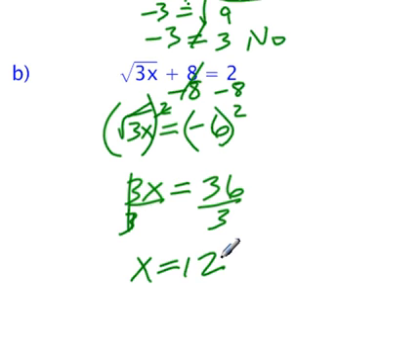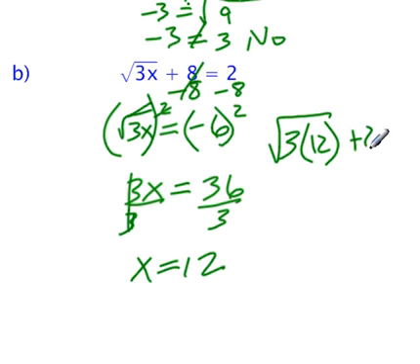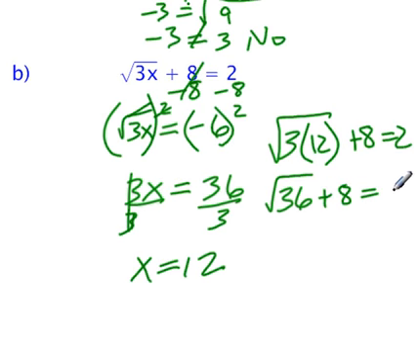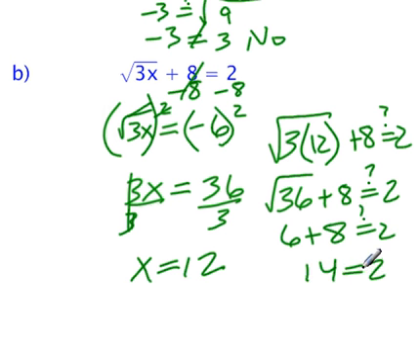Now, before I circle that, I need to check it. So I need to plug it in. Square root of 3 times 12 plus 8 equals 2. Make sure you don't put that 8 under there. Okay, so that's going to be 36, or the square root of 36, plus 8 equals 2. So don't forget we're checking this. We don't know for sure. Okay, what's the square root of 36? It's going to be 6 plus 8 equals 2. Okay, 6 plus 8 is 14. Does that equal 2? No. So if there was only one solution that we found and it doesn't work, then the answer is no solution.